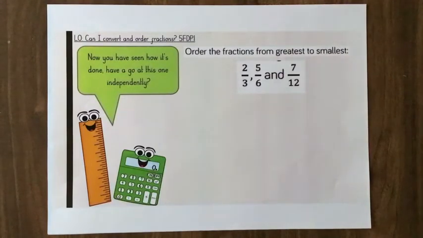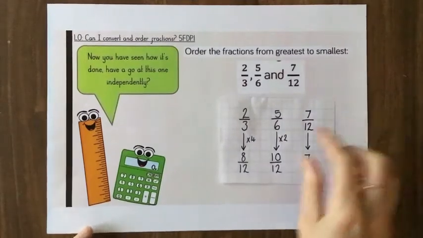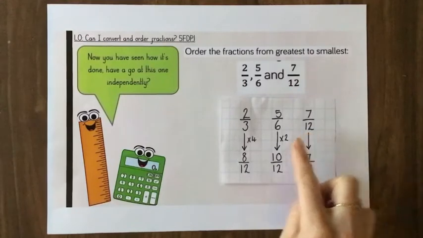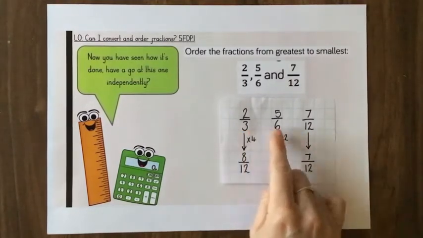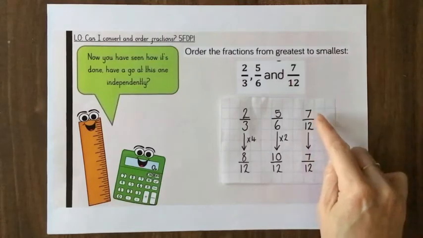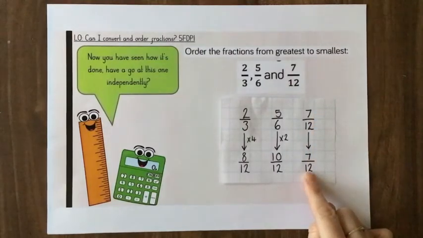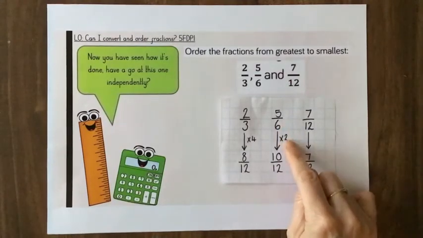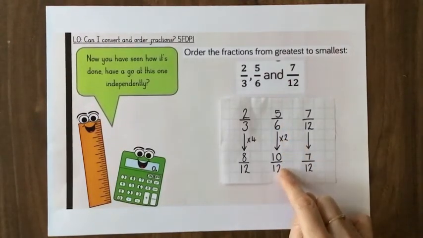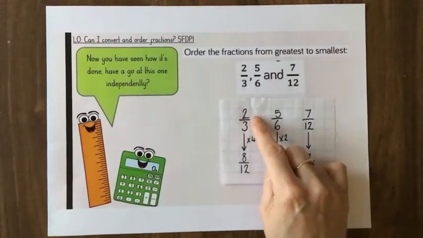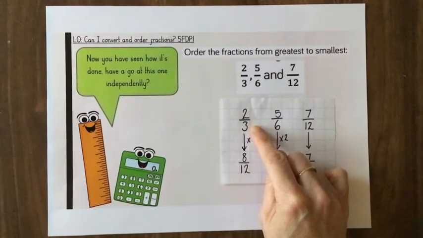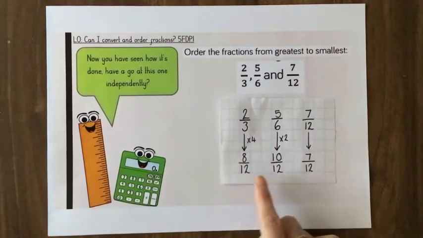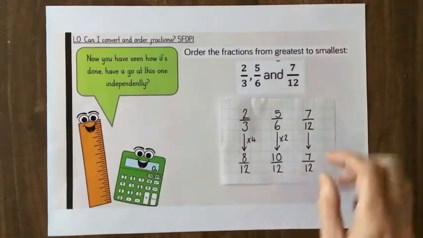Okay, here's the workings out. So we've got 2/3, 5/6, and 7/12. Looking at the denominators, we can turn them all into 12ths. So this one, 7/12ths, we don't need to change. 5/6, we're going to multiply by 2 to make 10/12ths. 2/3, we're going to multiply by 4 to make 8/12ths. So we end up with 8/12ths, 10/12ths, and 7/12ths.